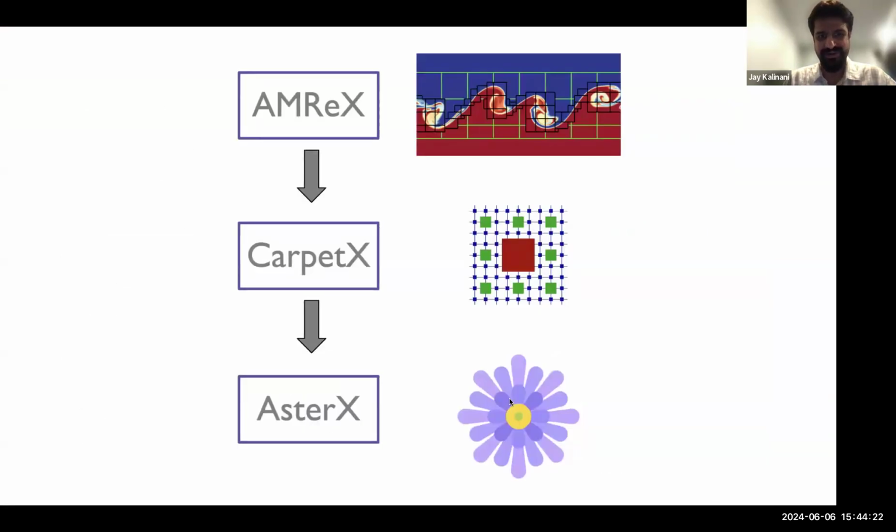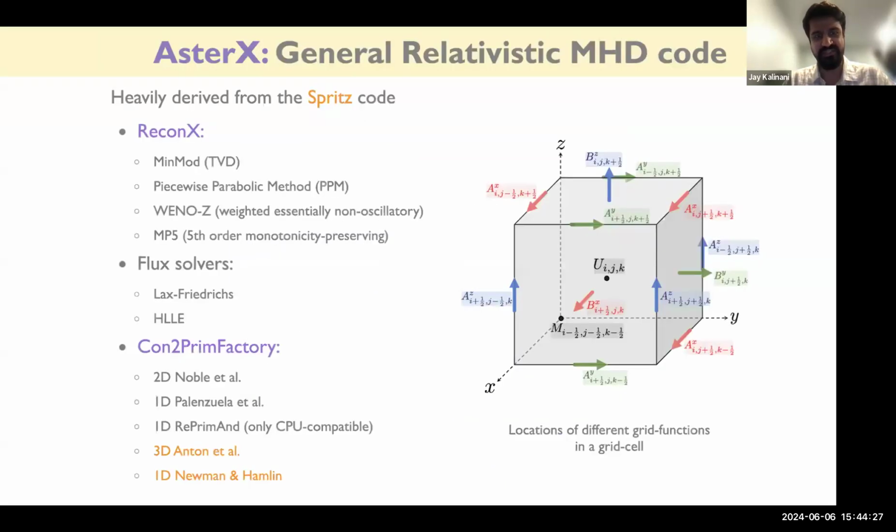Another GRMHD code on the list is AsterX, which is also based on this CarpetX infrastructure. AsterX is based on a previous parent code called the Spritz code. In Spritz, we evolve the vector potential for the magnetic field and then compute the magnetic field. On the right, you see a typical grid cell where I show the locations of these different grid variables, especially the magnetic fields.